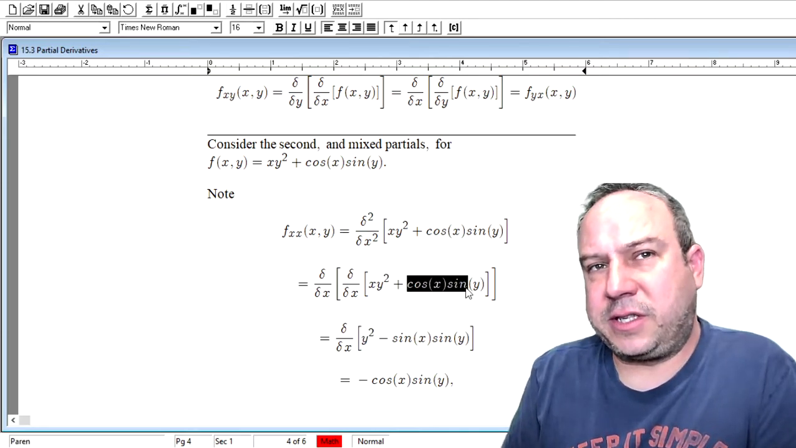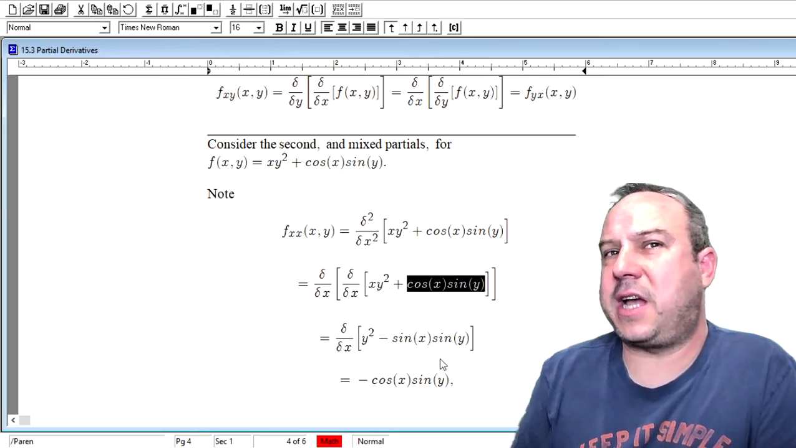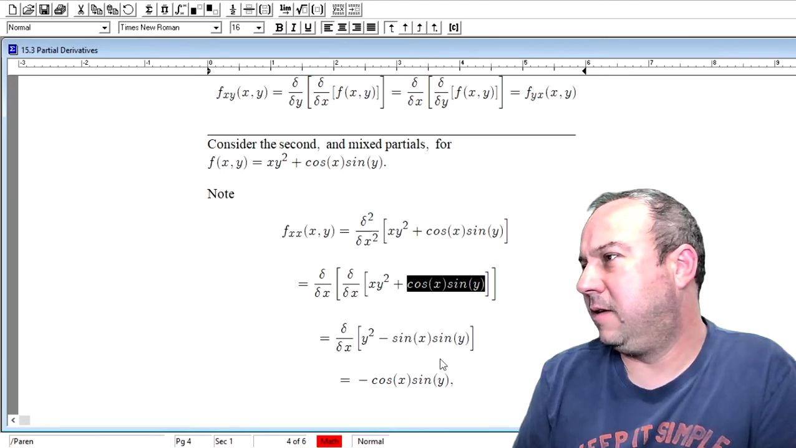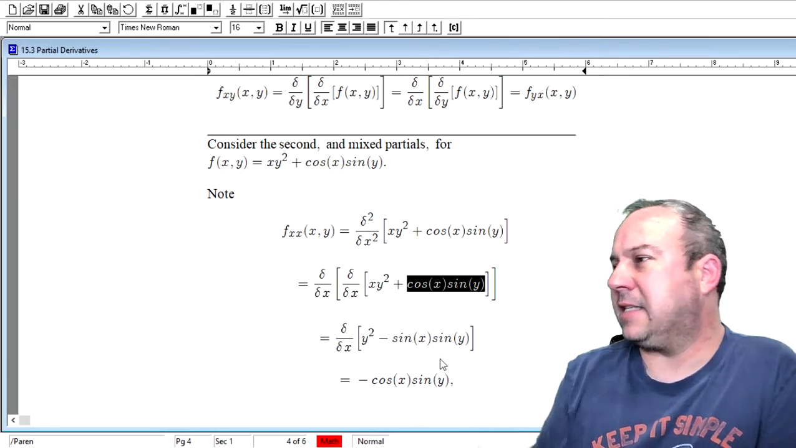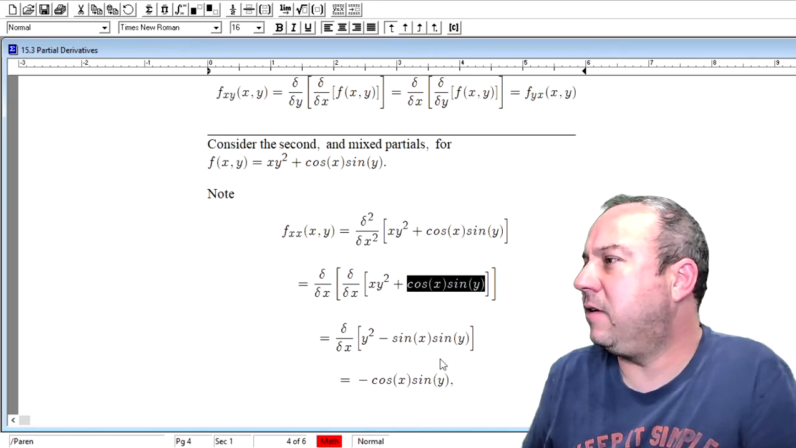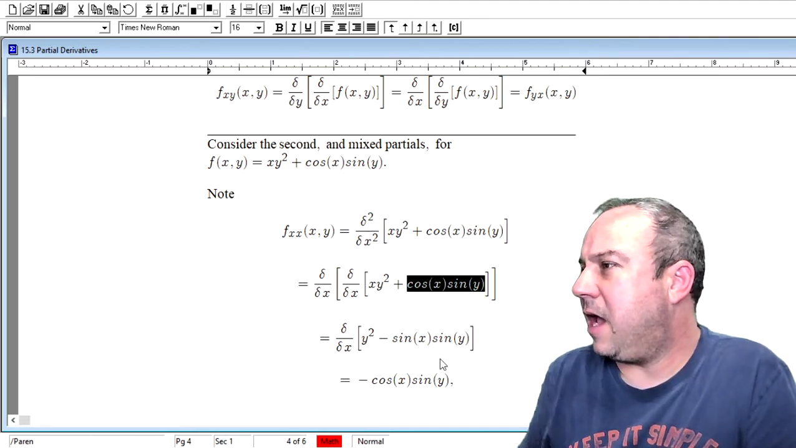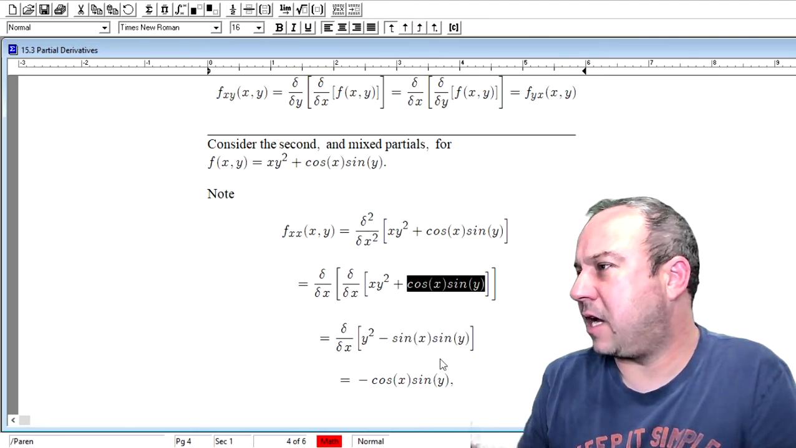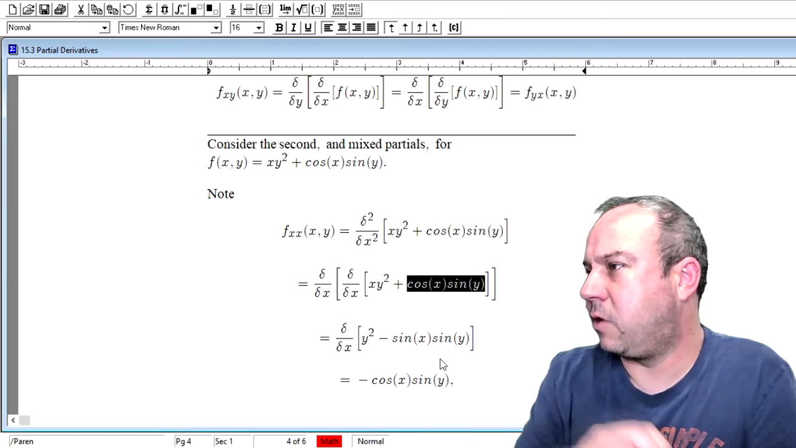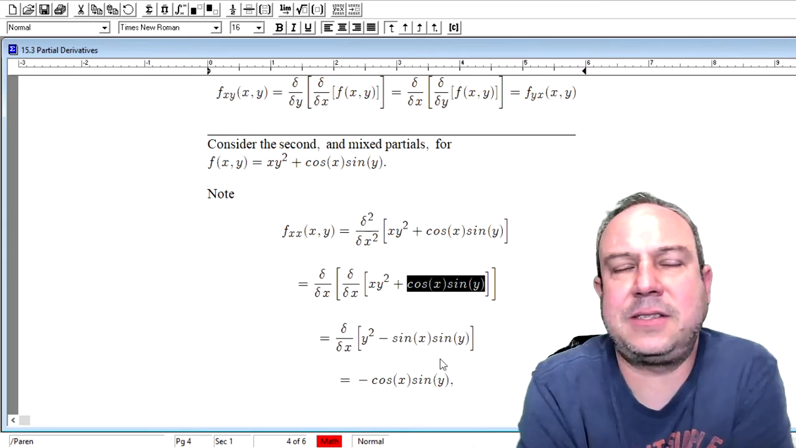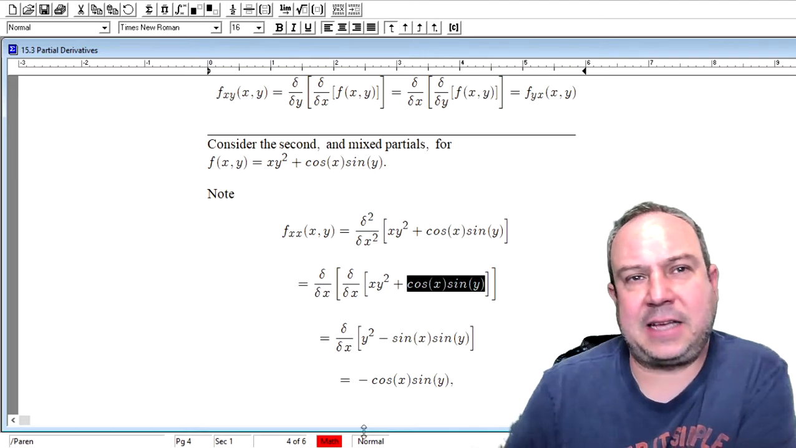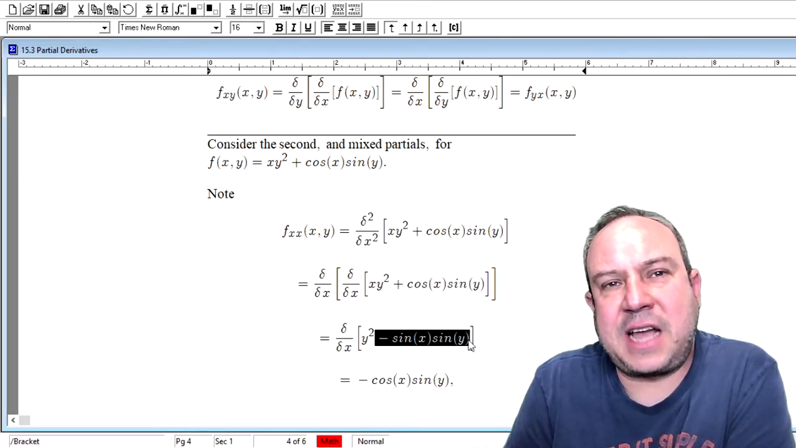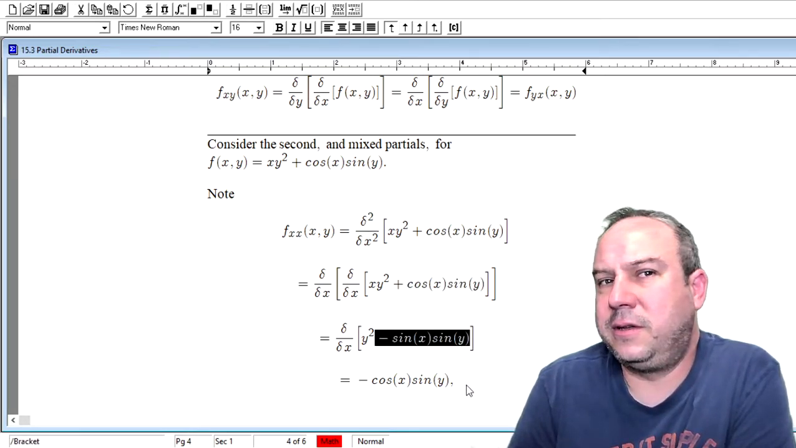When it distributes itself as an operator to the cosine x sine y, the sine of y will be a constant. It'll factor itself out of that operator. And the operator will only apply to the cosine of x. Derivative of cosine x with respect to x, negative sine x. So we see down below here negative sine x sine y is our result.